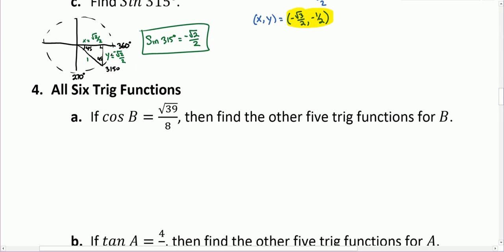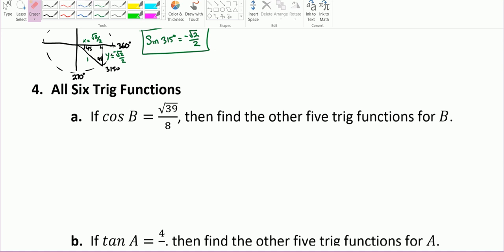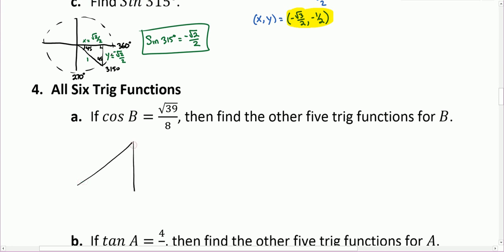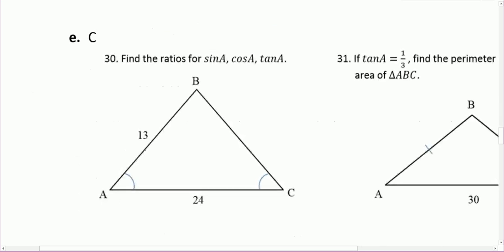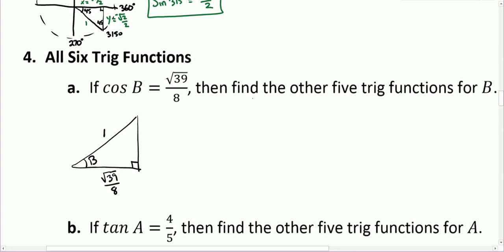Number 4, we're told the cosine of b is root 39 over 8, and we want to find the other 5 trig functions for b. So we know that if we're working with a right triangle, let's say this is angle B here, if we make the hypotenuse 1, the cosine of B is the base length in this drawing. So this would be root 39 over 8. And we want to find our third side length by using the Pythagorean Theorem. I'm going to label that y, because y represents sine.